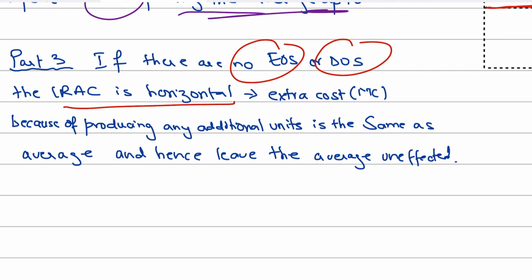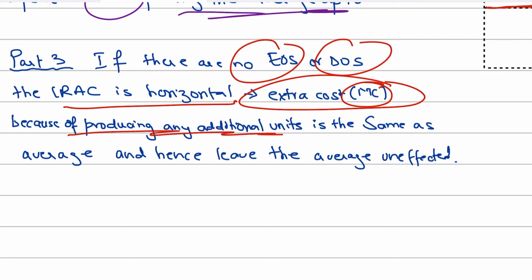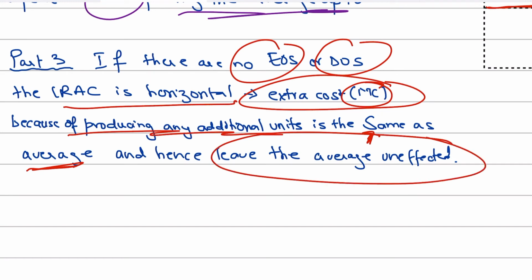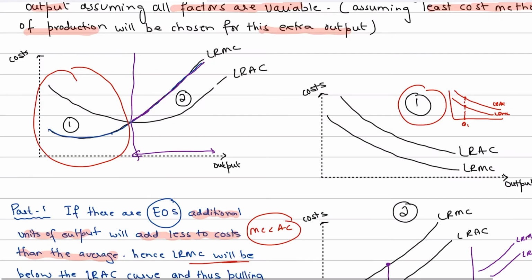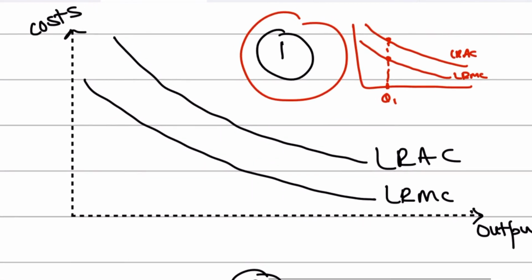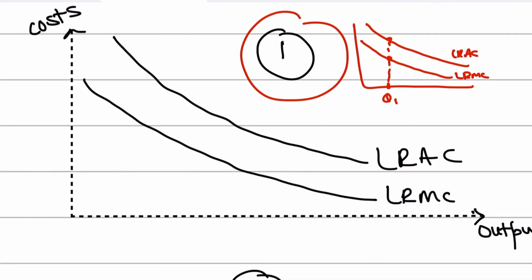So the LRAC is horizontal, which means that the extra cost, which is obviously the marginal cost that the business is incurring because of producing any additional units, is exactly the same as the average. And because it's the same as the average, it leaves the average unaffected. Then the average neither falls nor rises. That's the thing that you need to know. In part 1, the average is falling because the marginal is falling.